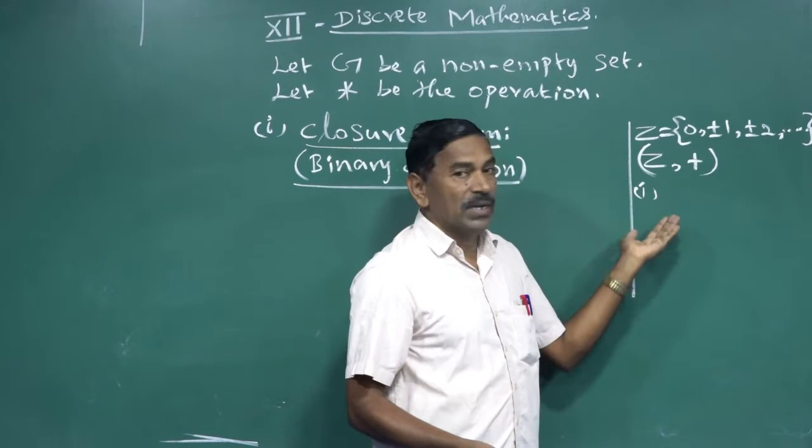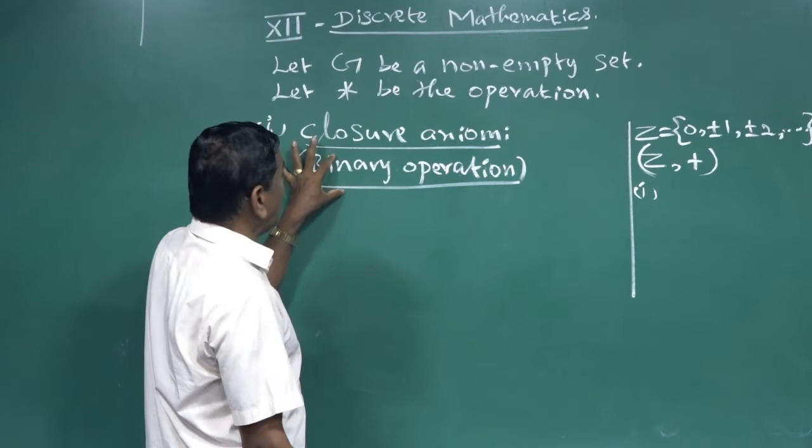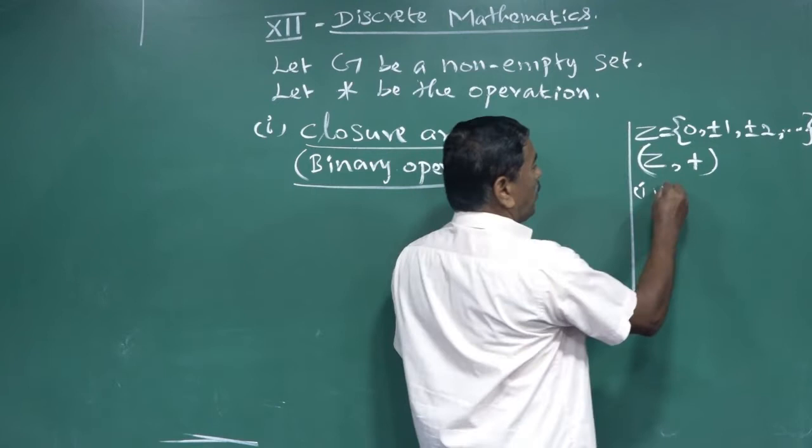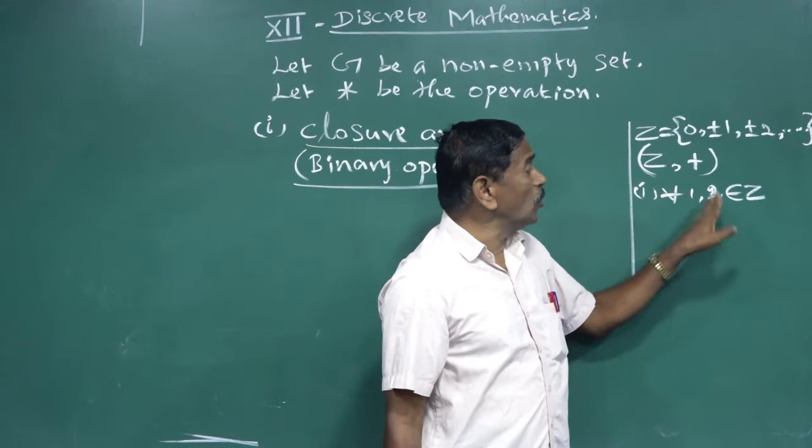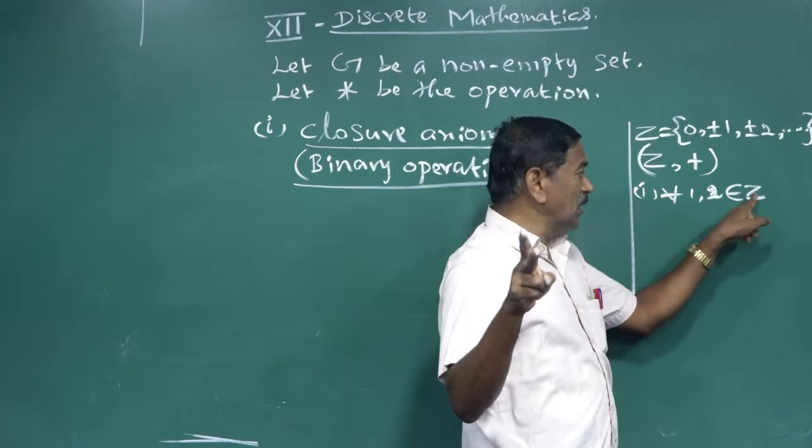That is the question. Now, to verify the closure axiom or binary operation, I want to select any two elements in the given set. For example, for every 1, 2 belonging to Z, here 1, 2 are any two elements in the given set, and the given operation is plus.